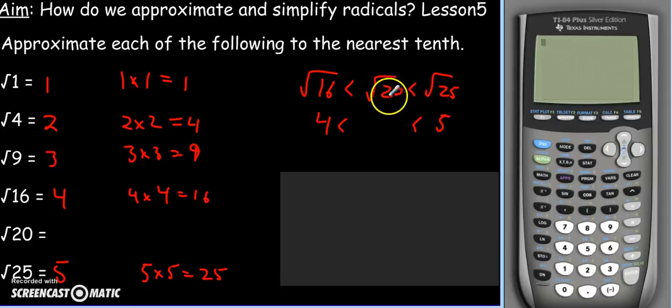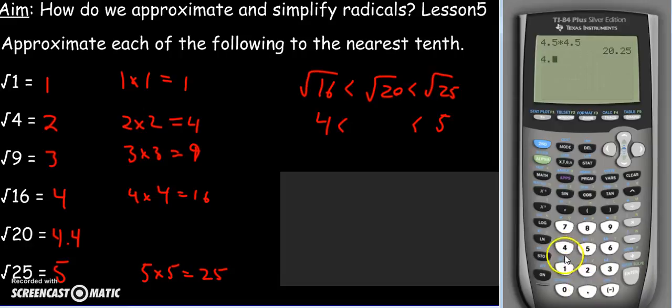And since 20 is a little bit closer to 16, it's probably closer to 4 than it is 5. So if I were to guess, I would say it's about 4.4. I could be wrong, but let's find out. 4.4 times 4.4 is equal to 19.36. That's pretty close. Let's take a look at 4.5. 4.5 times 4.5 is 20.25.